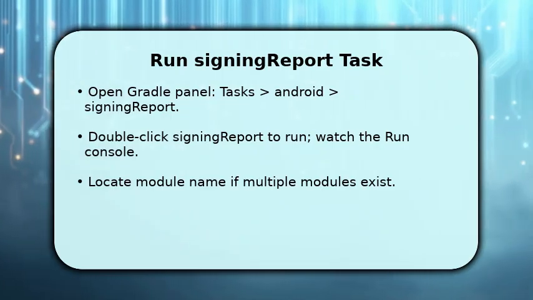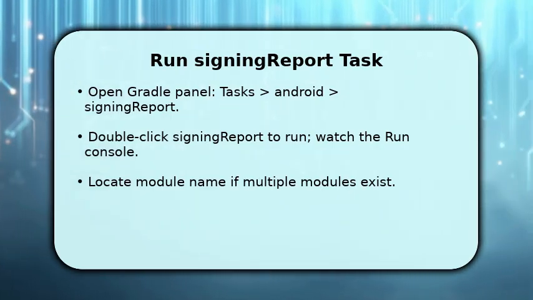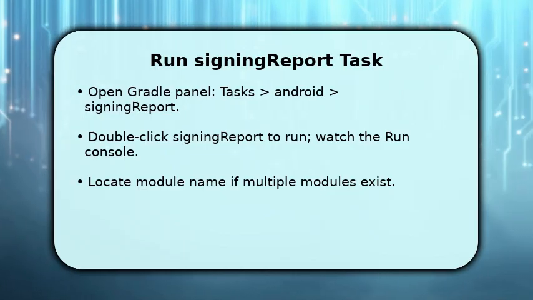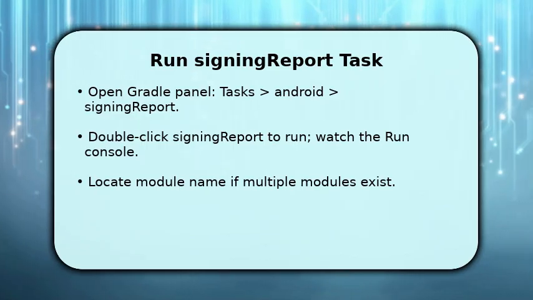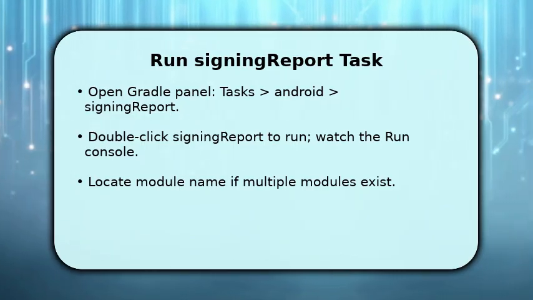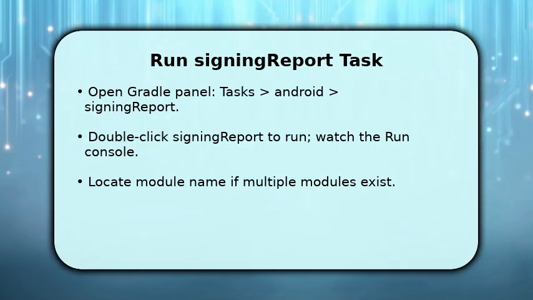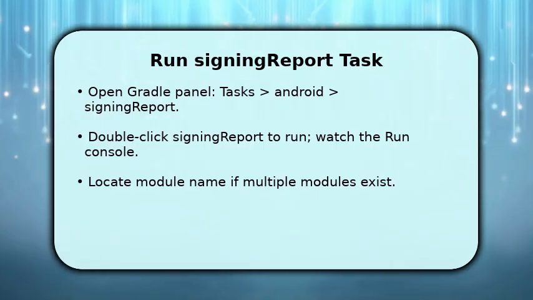Once the task finishes, scroll the console output until you find the SHA1/SHA256 lines for your selected build variants. Make sure you identify the correct module and variant. If you have debug and release keys, note which block matches the key store you need.